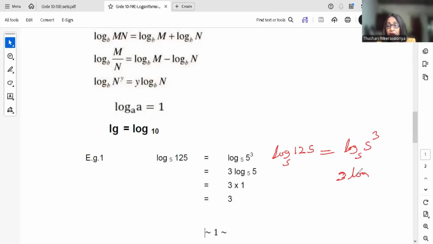3 log 5 base 5. What is 5 and 5? Logarithm of 5 to the base 5. That is 1. 3 into 1, 3. That's how you find the value. That is the logarithmic term. Now we'll go to logarithmic expression.